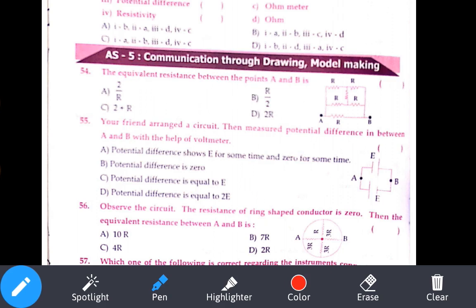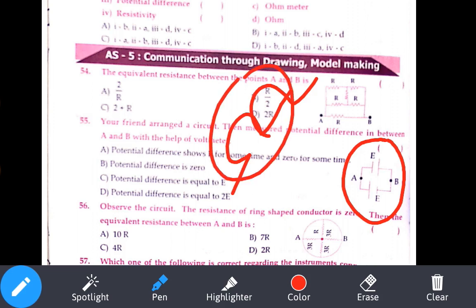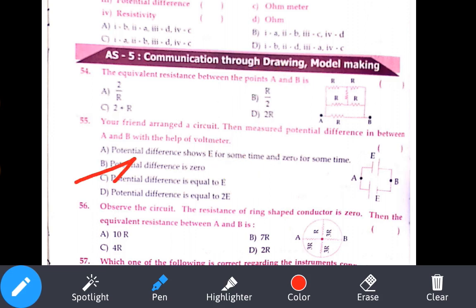Your friend arranged a circuit and measured the potential between A and B with the help of a voltmeter. If you observe this circuit, there is no bulb, no electrical components, only a source is connected. Now they are asking what is the potential difference measured by the voltmeter. You will get only the E value. So potential difference is equal to E. That is our answer.